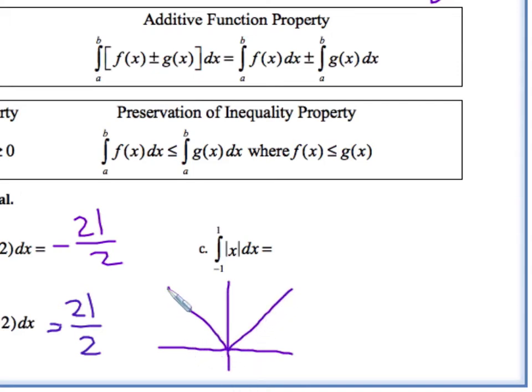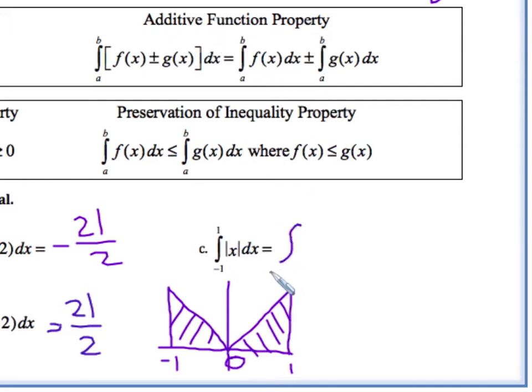And if we want to go from negative 1 all the way up to 1, this is a geometric shape that we don't understand what to do with. But if we were to split this into two geometric shapes, we could see that we have two triangles here. And so what we're really going to do is split up this integral using the additive function property.